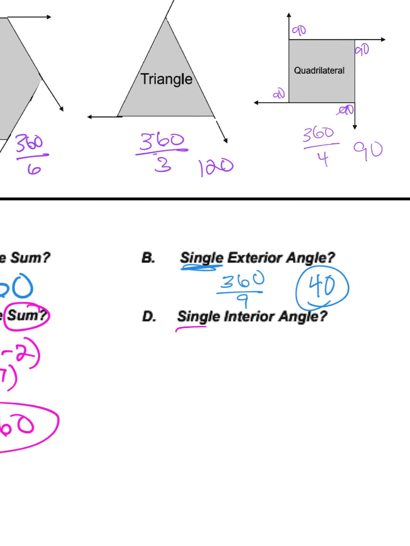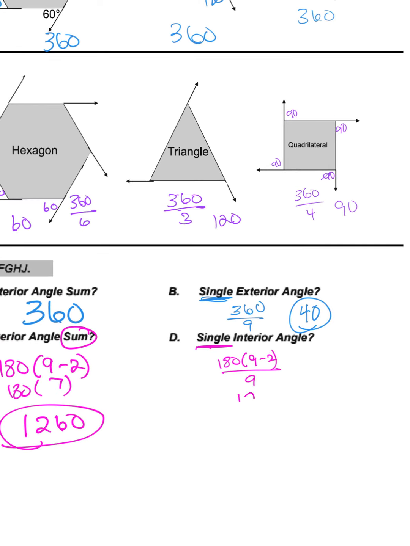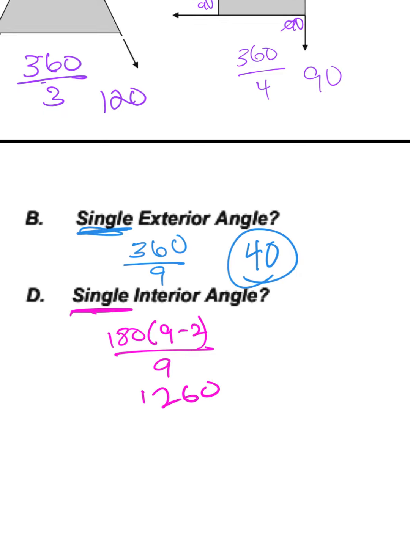A single, one more time, is one. So it's going to be 180 times 9 minus 2, divided by 9. So that gives me 1,260 divided by 9, which gives me 140.